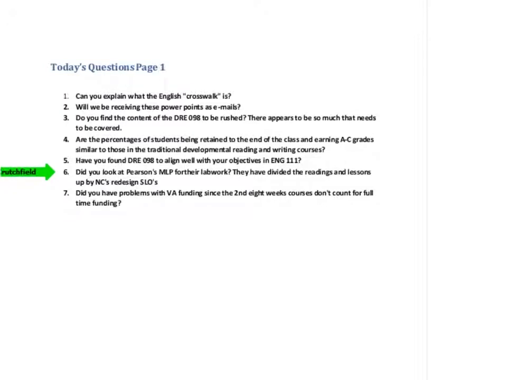Did you look at the Pearson products? Yes, they do have, like I said, all of the companies have something of this nature. Yes, they do have everything divided according to North Carolina's SLOs and competencies. Cengage as well for APLIA, they are in the middle of dividing their APLIA reading and writing into 098, 097, and 096 to pair those out.